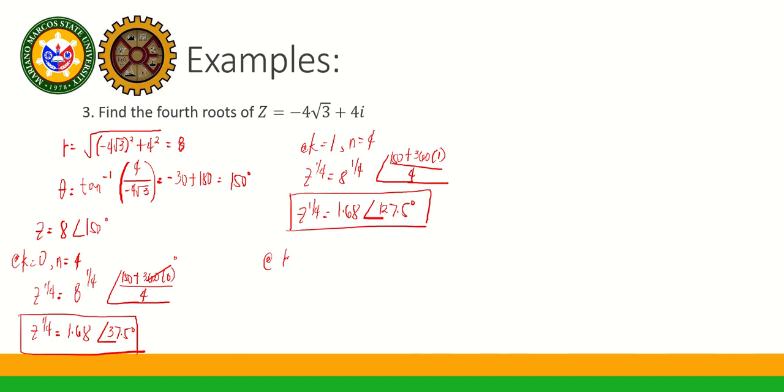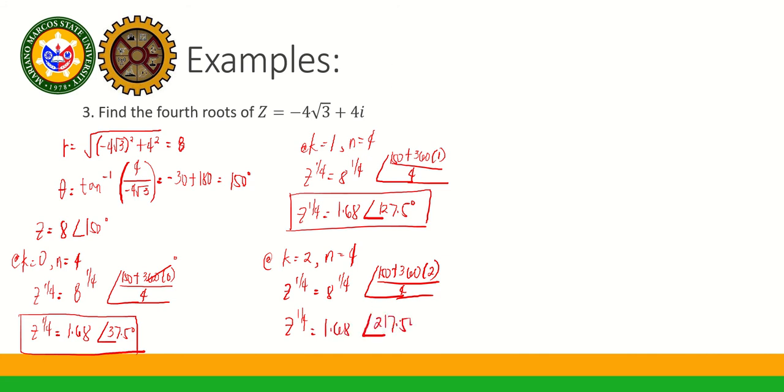For our third root at k is equal to 2 and n equal to 4, so z raised to 1/4 is equal to 8 raised to 1/4 angle 150 plus 360 times 2 all over 4. So this is easy. You are just plugging in yung mga values ng r and nung theta natin sa formula. Okay? So z raised to 1/4 is equal to 1.68 angle 217.5 degrees. So this is the third root.